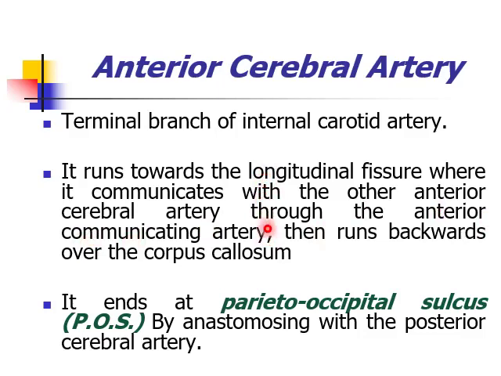These anterior cerebral arteries run just over the corpus callosum backward till they reach the parieto-occipital sulcus, where they anastomose with the posterior cerebral artery.